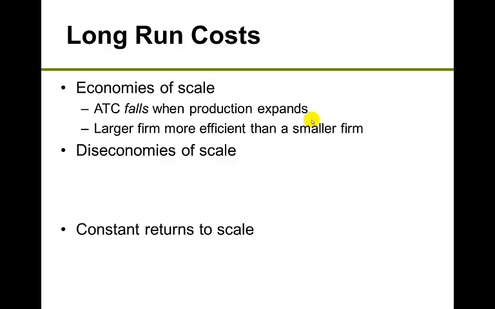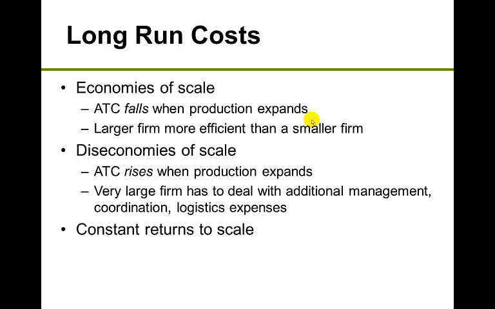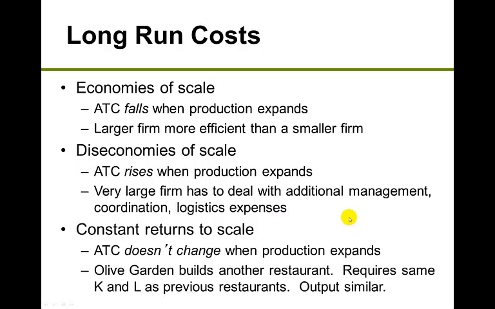So if we're in a situation of economies of scale, then if firms expand, their average total cost is going to decrease as they produce more. So what that also means is larger firms are going to be more efficient than smaller firms. Well, we can also have the opposite, diseconomies of scale. So this is going to be a case where if firms expand, their costs will rise. So large firms are less efficient than small firms. With constant returns to scale, you expand, your costs don't really change.